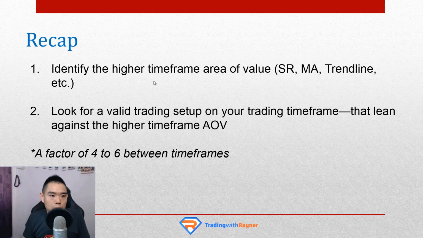So quick recap. Number one, you want to identify the higher time frame area of value. You can use trend lines, support resistance, MA, whatsoever is up to you. You can draw it as a box, you can draw it as a line, up to you. Next thing you want to do is to look for a valid trading setup on your trading time frame that leans against this higher time frame area of value that you have drawn in number one. Usually if you have a setup that leans against this higher time frame area of value, that is really the key area that you want to be trading from, that you want to pay attention to, and it really helps sweeten your trading setup. And also, of course, a factor of 4 to 6 between time frames. Some of you might know it, some may not.